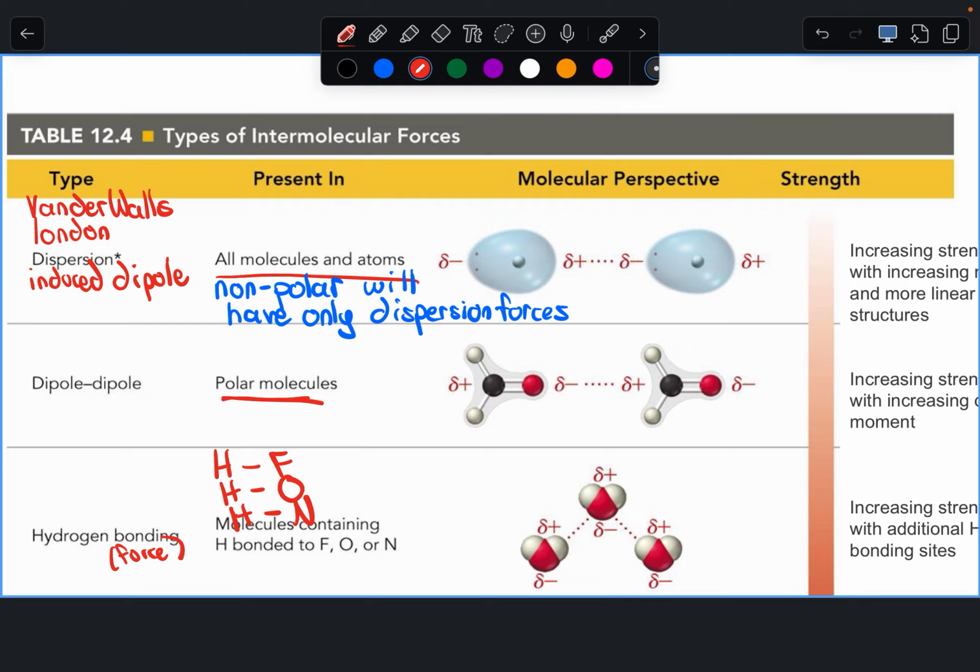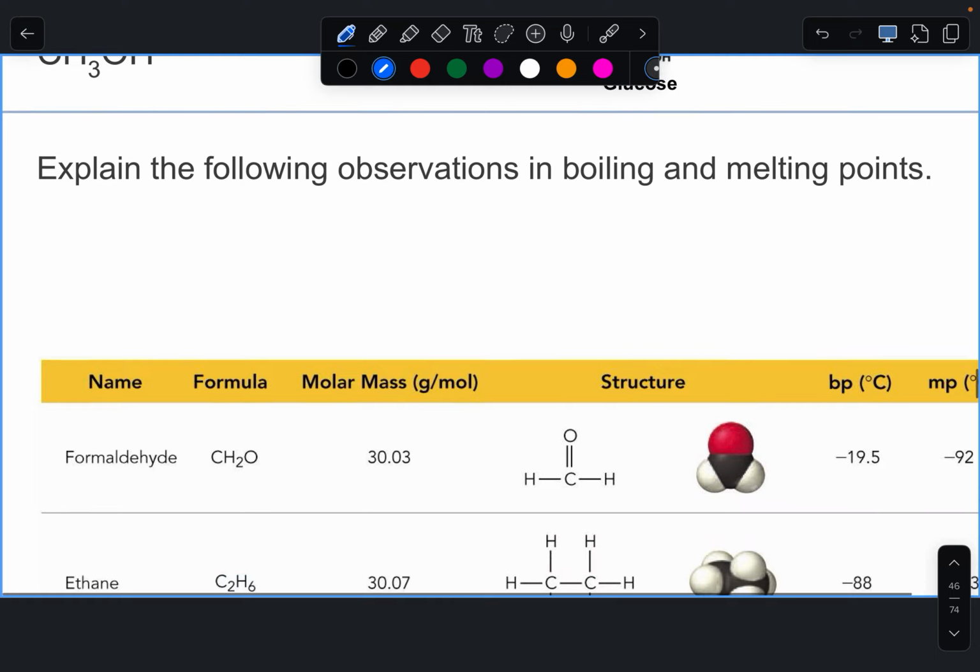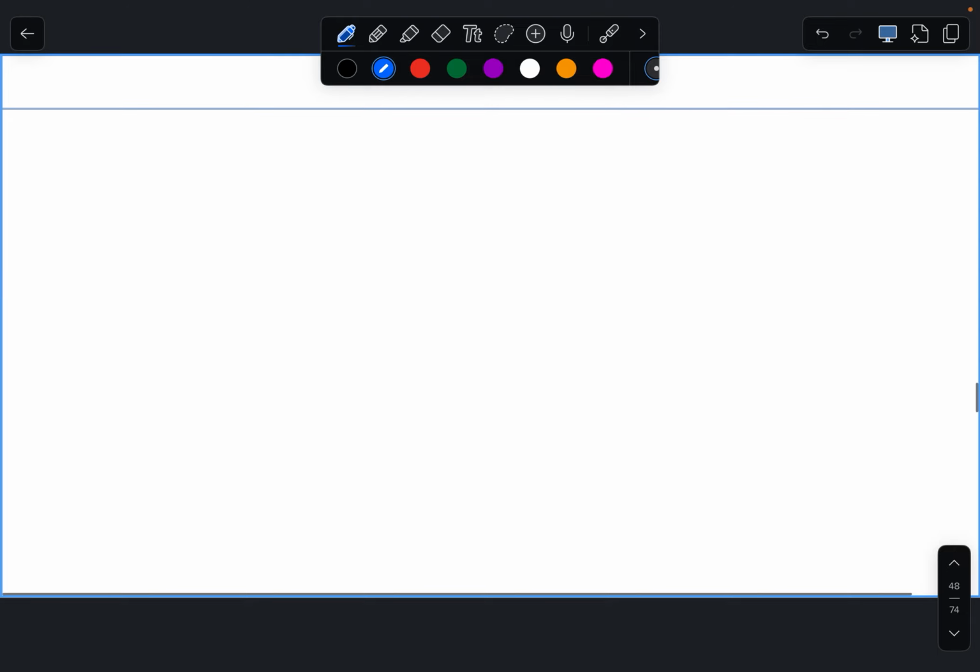Okay, so before we get into the nitty-gritty of explaining why one of these is stronger than another, let's just develop a little flow chart for ourselves. Okay, so the first thing we're going to want to ask is, is the molecule polar?